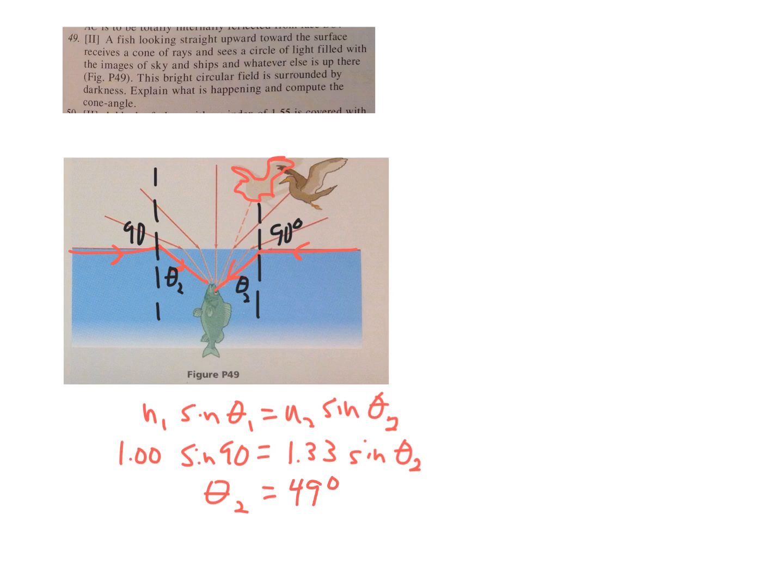If that's 49 degrees, now let's do the geometry here. If I now draw this line straight down, that also means by alternate interior angles that this is 49 degrees, alternate interior with theta 2. Each of those 49 degrees is half the cone. In other words, if you double that, the cone angle is 98 degrees.